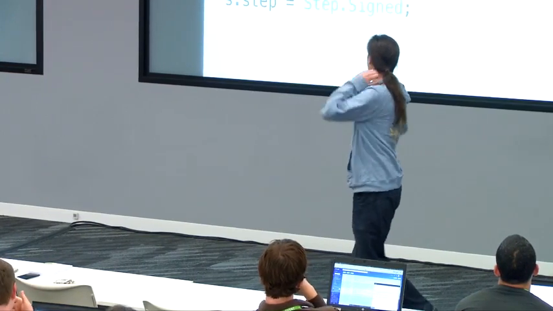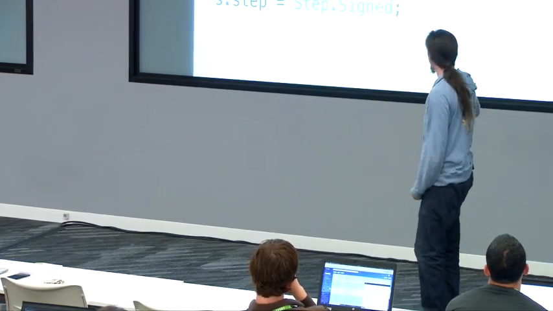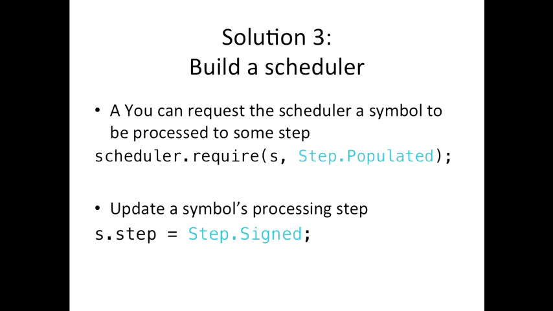So the require function actually has a second parameter. You can pass it whatever you want. And when you process a symbol, when you reach some step, you can just assign whatever value you want to the step, and you're good. The scheduler understands that and will schedule accordingly.